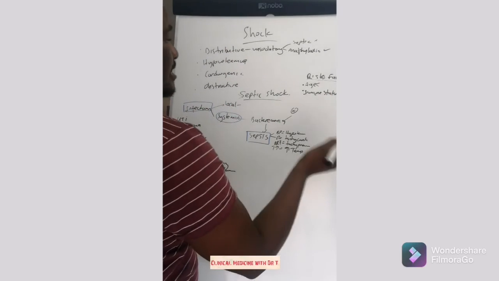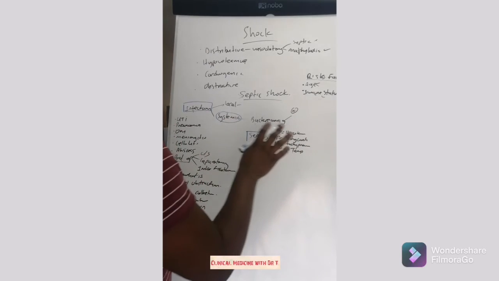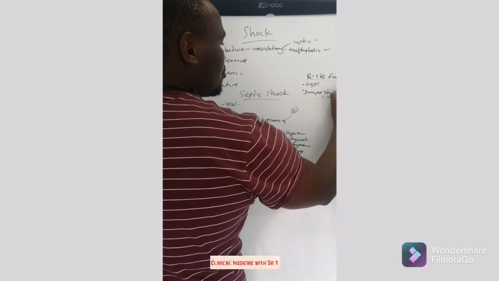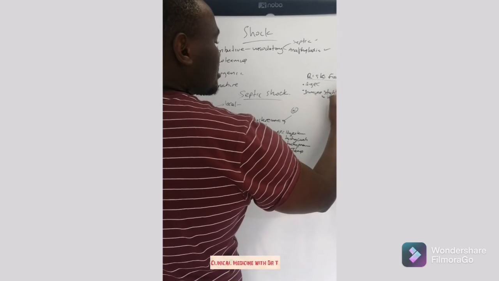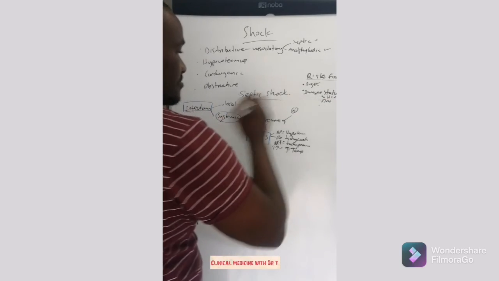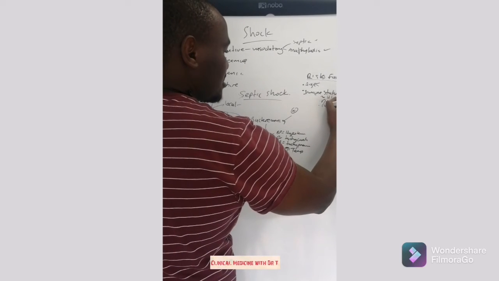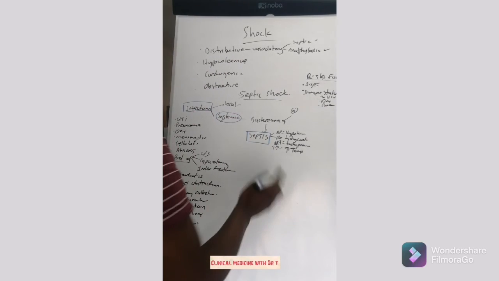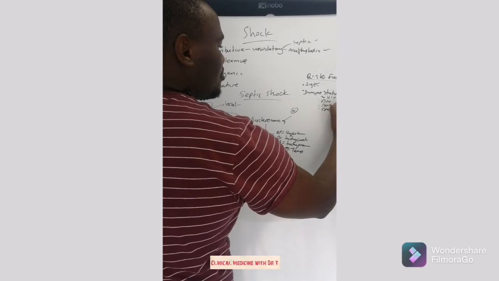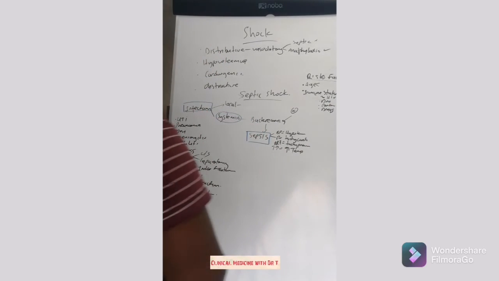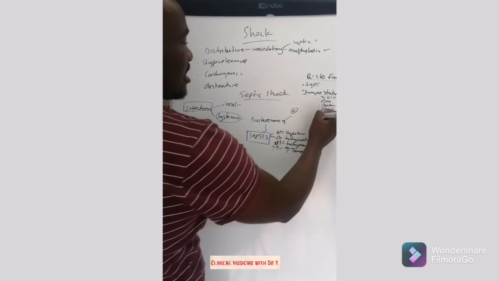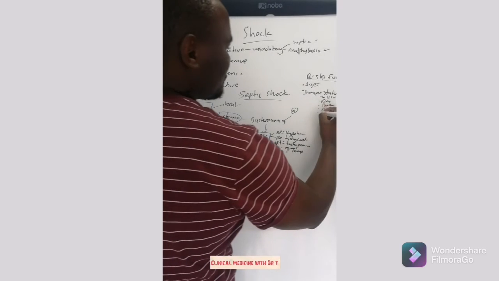So I'm talking about immunosuppression here. Immunosuppression can be due to HIV, it can be due to diabetes, a patient who's got some kind of malignancy, or they are on immunosuppressing drugs, or they are just born with it, or maybe even the patient went for a splenectomy.